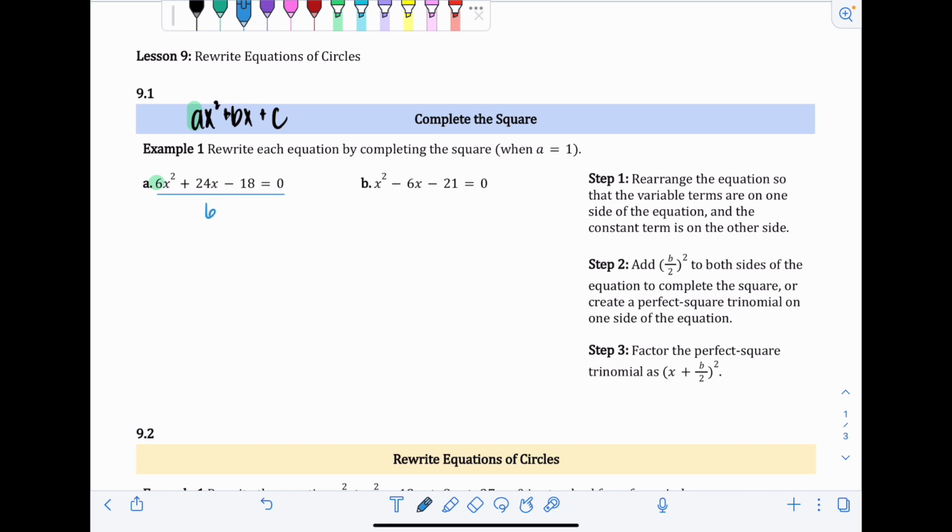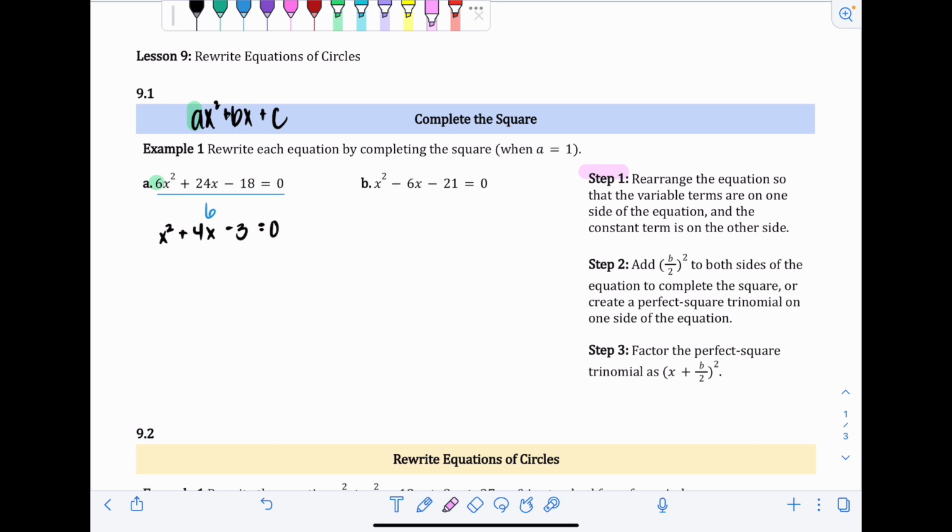So divide everything by 6, every single term. 6x squared divided by 6 would become x squared. 24x divided by 6 would become 4x. And then negative 18 divided by 6 would become negative 3, and then equals 0 divided by 6 is still just 0. And then now we're ready for step 1.